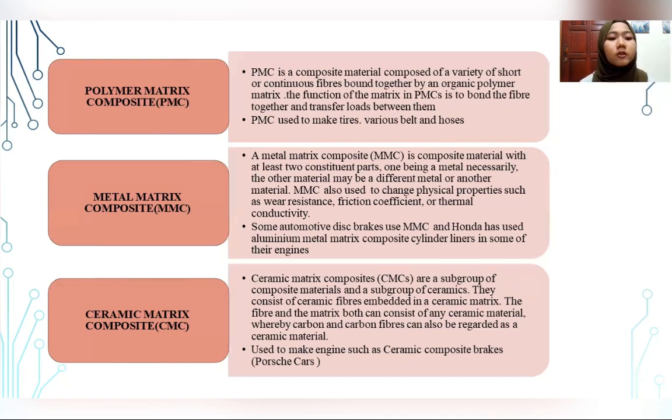For the last one, ceramic matrix composite. Ceramic matrix composites are a subgroup of composite material and a subgroup of ceramic. The fiber and the matrix both can consist of any ceramic material, whereby carbon and carbon fiber can also be regarded as a ceramic material. They are used to make parts such as ceramic composite brakes, like for Porsche cars.